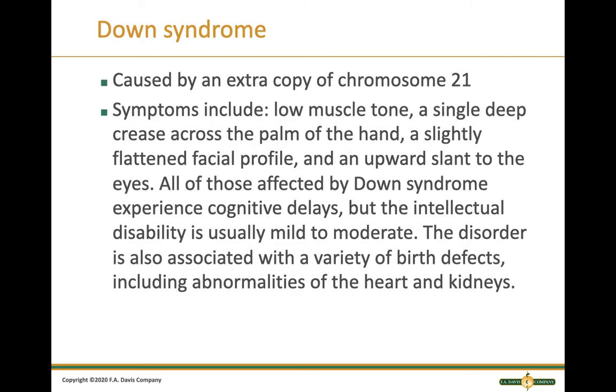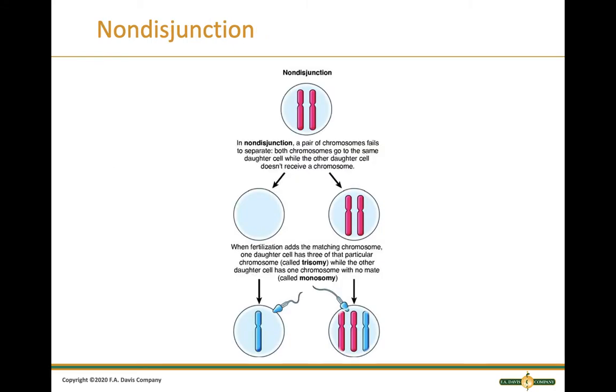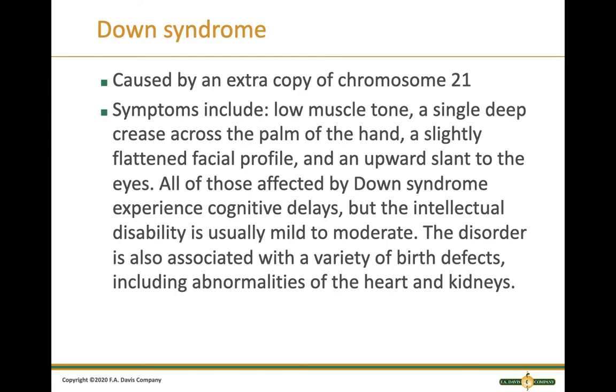So Down syndrome is caused by an extra copy of chromosome 21, so some nondisjunction probably happened. Some of the symptoms include a low muscle tone, a single deep crease across the palm of the hand, slightly flattened facial profile, upward slant to the eyes, cognitive delays, intellectual disability. It's associated with a lot of birth defects, including abnormalities of the heart and kidneys.